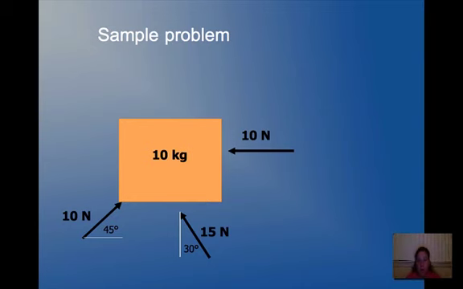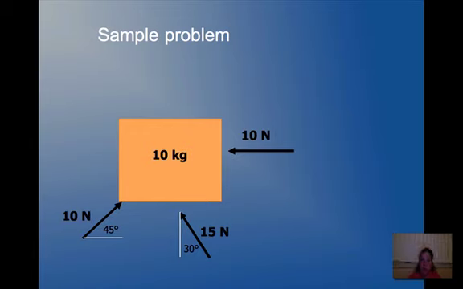Okay, I want you to try this one. This is actually going to be on your quiz. It's what I wanted to make sure that you understand. I'm going to take you through most of it, but let's say you have a few forces acting on this box. So you have a 10 Newton force at a 45-degree angle, a 10 Newton force, and a 15 Newton force at a 30-degree angle, all as labeled or as shown.